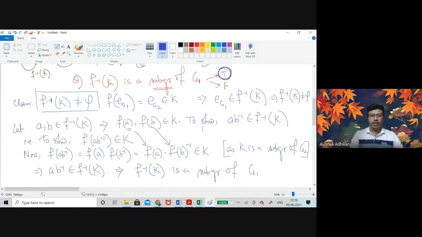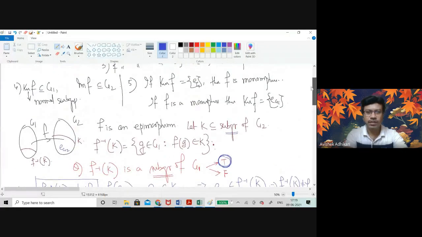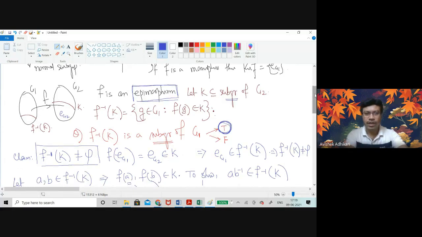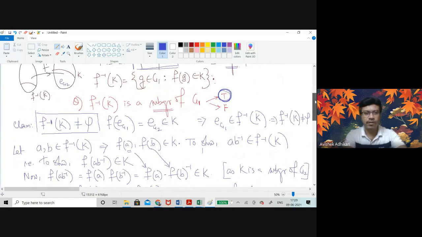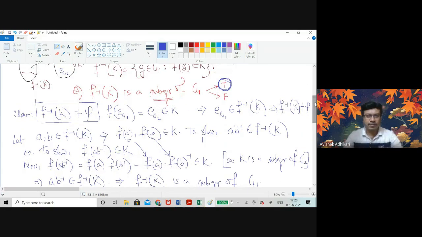Okay. So note that the important part here is what we assumed, that F is an epimorphism. Now the question is, did I use this fact, that F is an epimorphism? Or is F inverse K always a subgroup of G1? Did I use this fact? Anybody? Okay, let's check again. So that's my question, whether we have used the fact that F is an epimorphism.